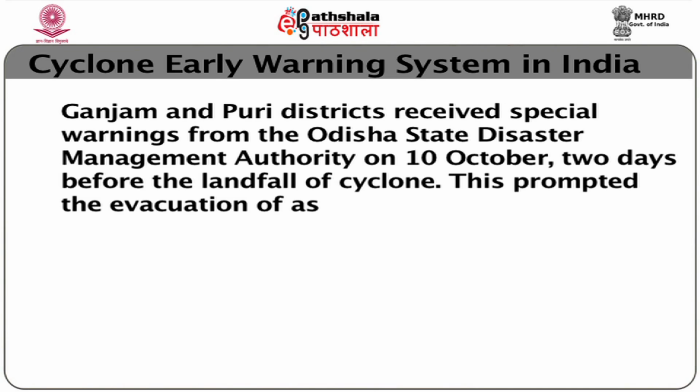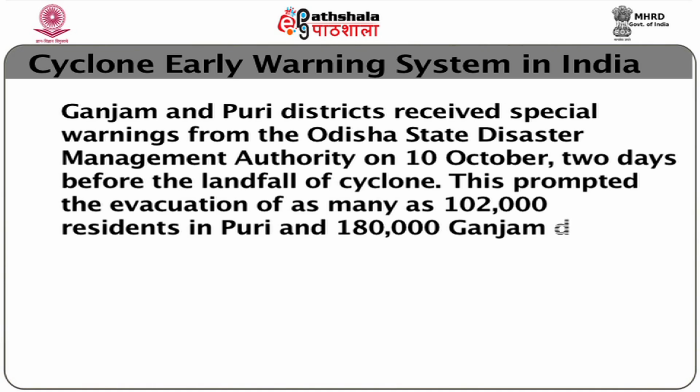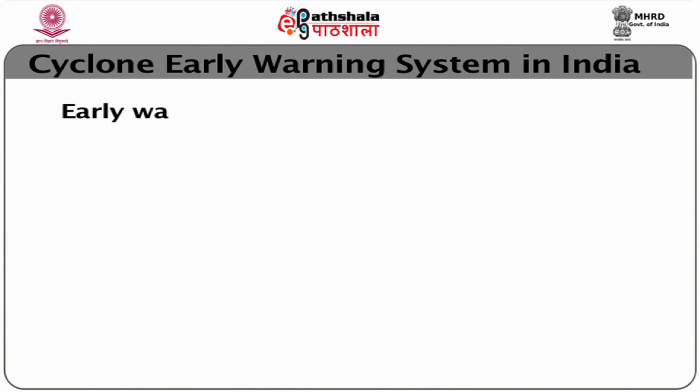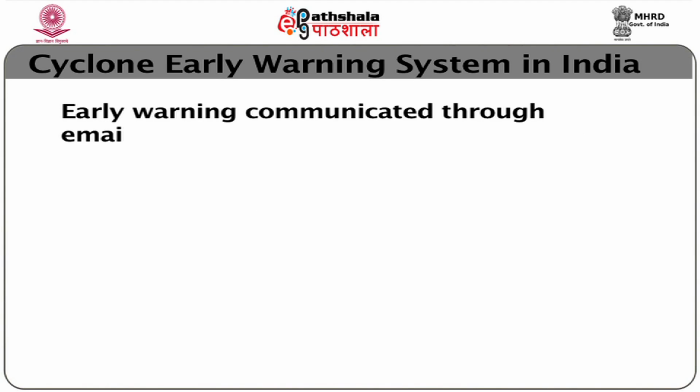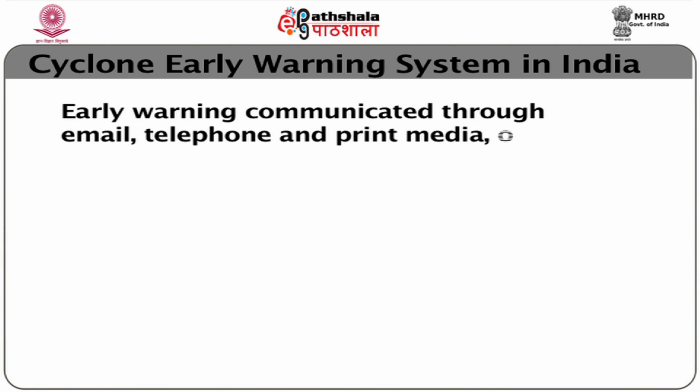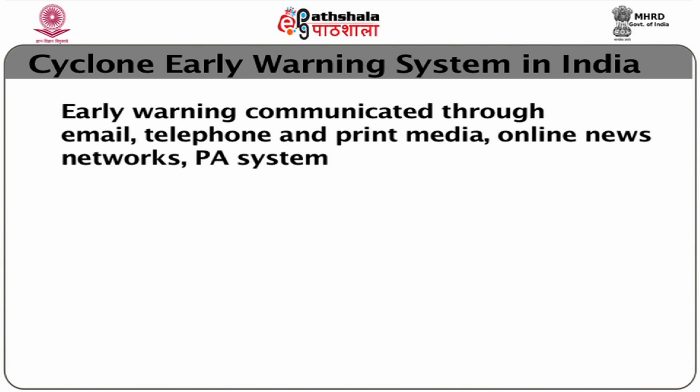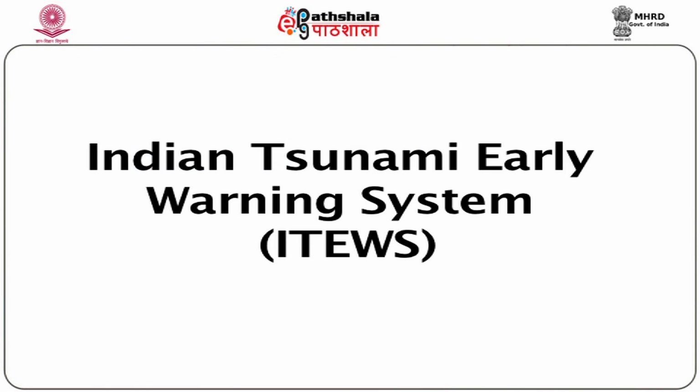This prompted the evacuation of as many as 1,02,000 residents in Puri and 1,80,000 in Ganjam district. Early warning was communicated through email, telephone and print media, online news networks, PA systems, as well as satellite phones. Now, Indian Tsunami Early Warning System, that is ITEWS.